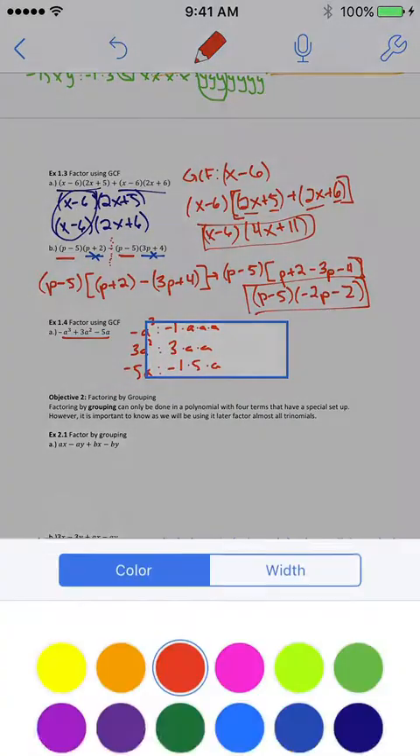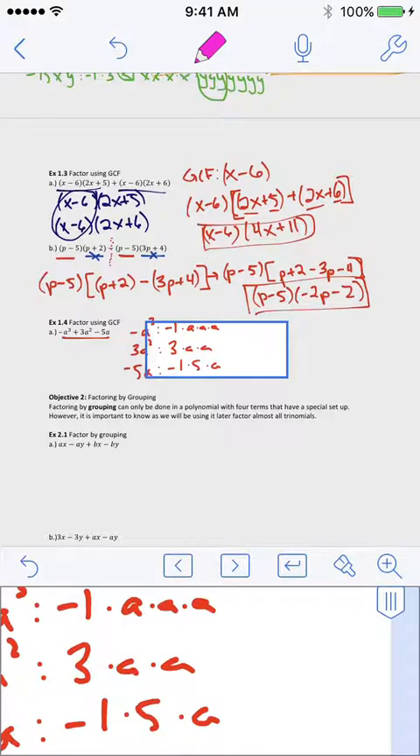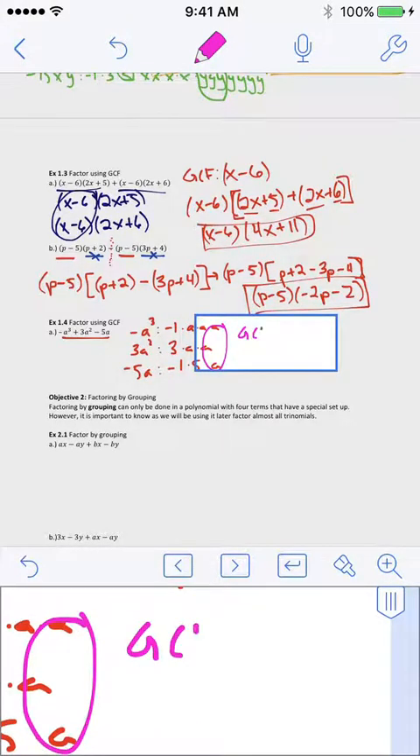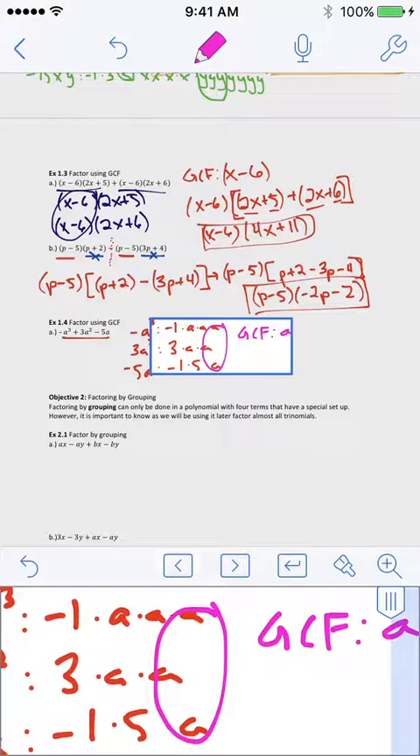Alright, so now as we've been doing this, definitely same thing, same process, right? What do they have in common? Well, they have an a in common, definitely. And it looks like that's all they have in common. So one could argue that their GCF is in fact a. However, I'm noticing that there's a lot of negatives here, so I'm going to take out a negative 1.